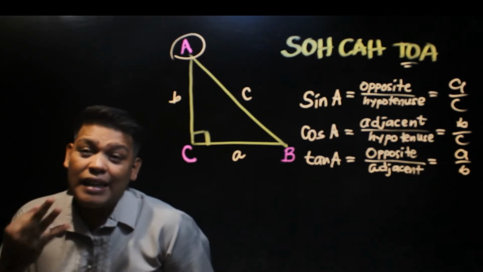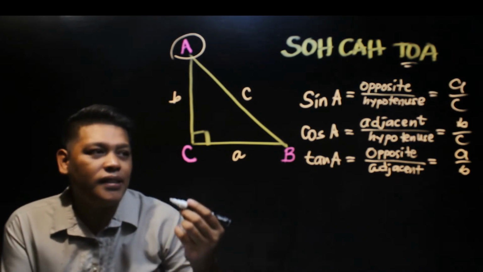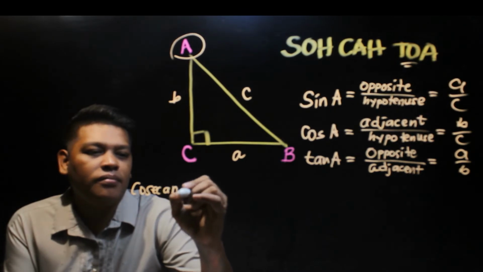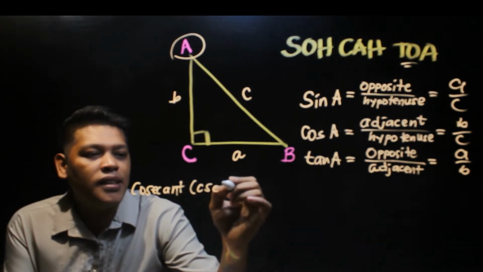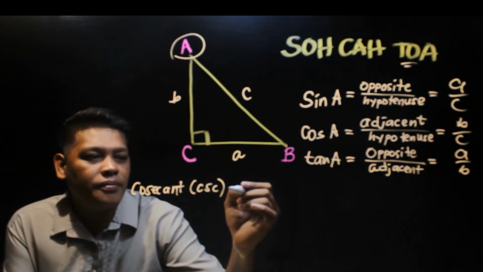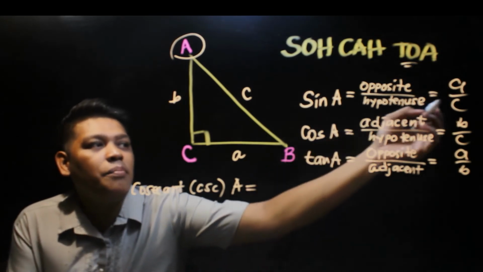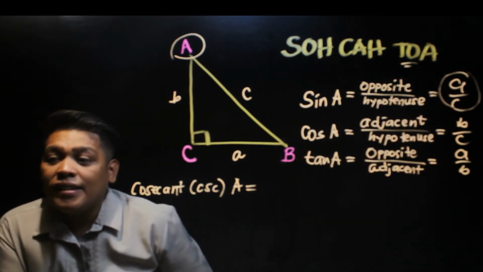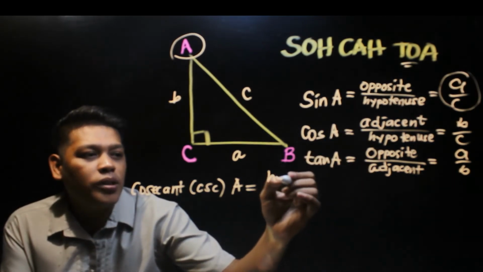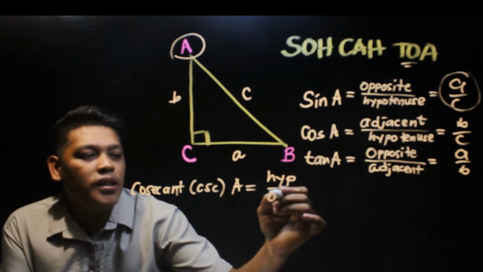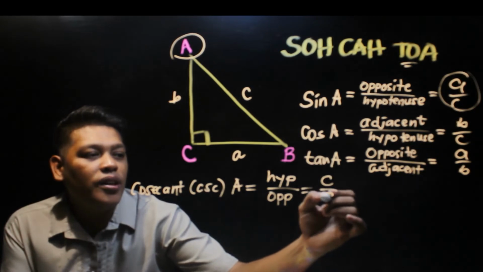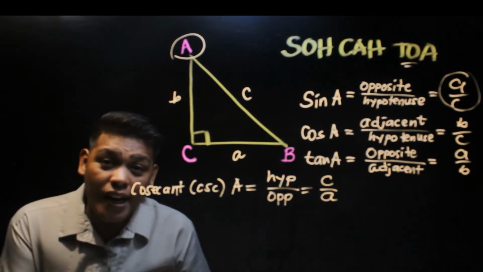Now, what are the three remaining ratios? What is the cosecant, CSC symbol? What is cosecant A? It is the reciprocal of the sine A. So opposite over hypotenuse means hypotenuse over the opposite, which is C over A. So that is the cosecant A.